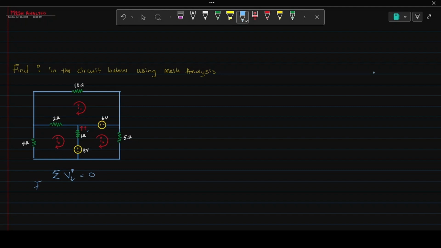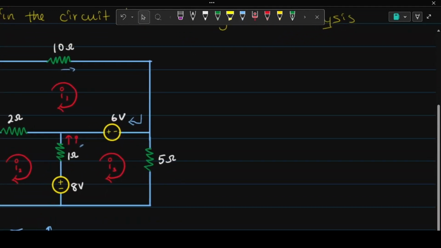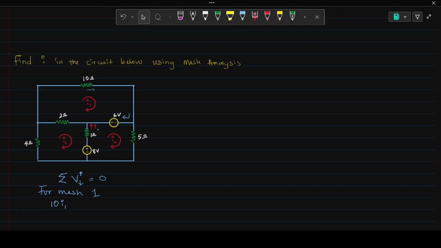Now for mesh loop 1, that is where the current I1 is in. The current will first pass through the 10 ohm resistor, so we're going to have 10 I1, followed by the voltage. When you're dealing with voltage in mesh analysis, look at the sign that the current first enters. In this voltage, it is negative, so that would be negative 6 plus 2.